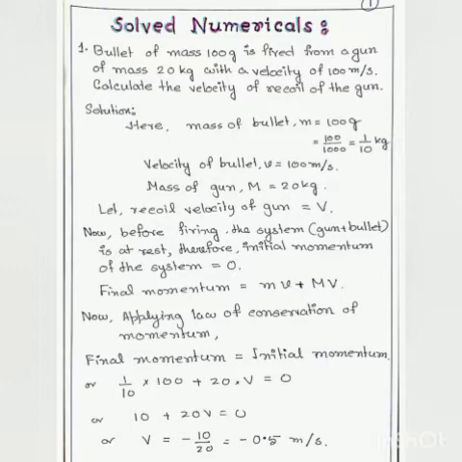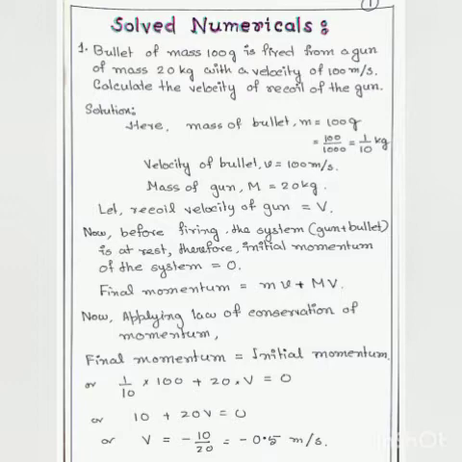Now the first numerical is: a bullet of mass 100 gram is fired from a gun of mass 20 kg with a velocity of 100 meter per second. Calculate the velocity of recoil of the gun. So this numerical is related to the conservation of momentum and recoil velocity of the gun, which we have discussed in our last class. So let us discuss the solution.